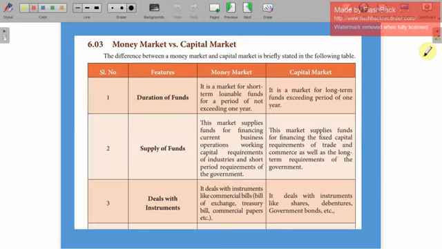And now we are going to discuss the difference between money market and capital market. First, duration of fund.